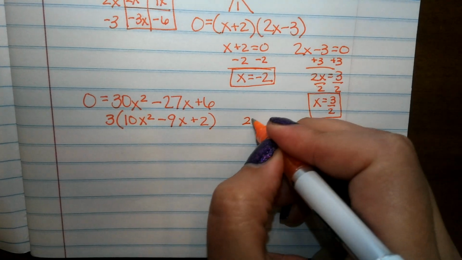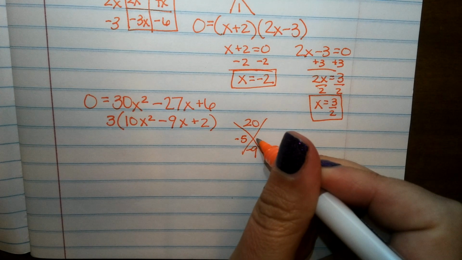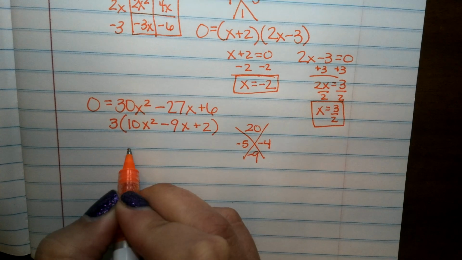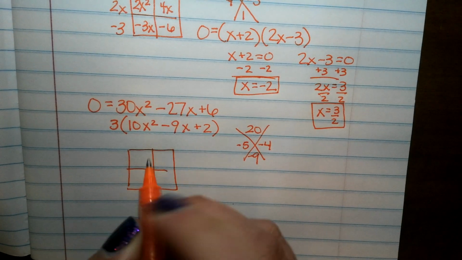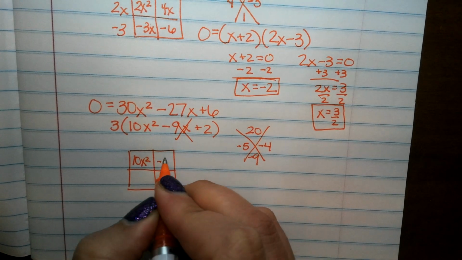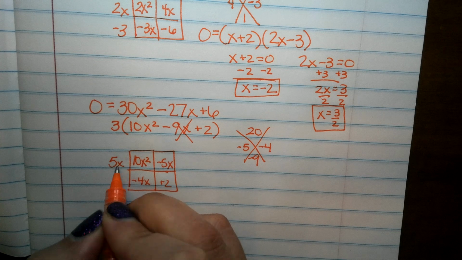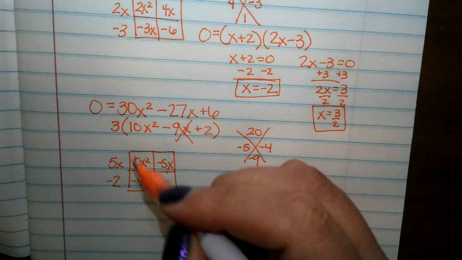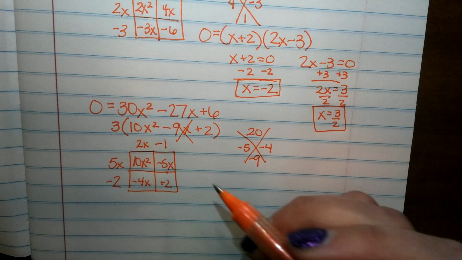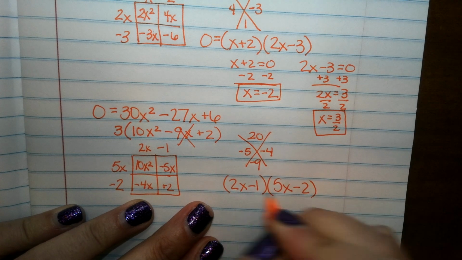10 times 2 is 20. -9 is on the bottom. We've got -5 times -4. Okay, let's make our box. 10x squared plus 2 at the end. I've got -5x, -4x. These two have a 5x in common. We've got a 2 and it's negative. These have a 2x in common and just a 1 and it's negative. So I've got 2x minus 1 times 5x minus 2 equals 0.